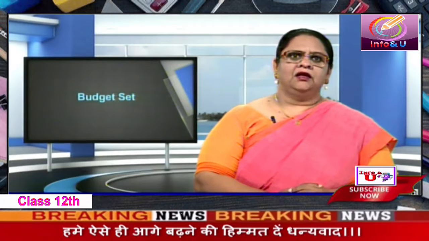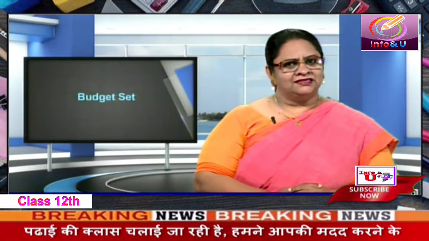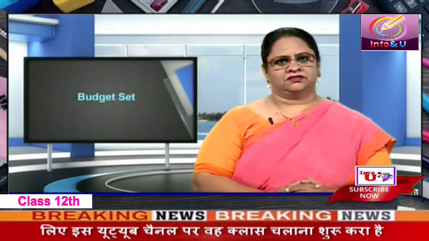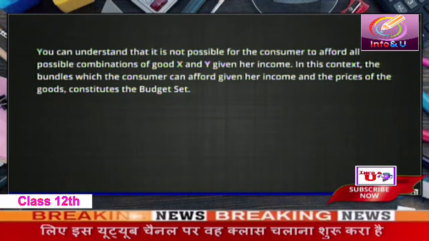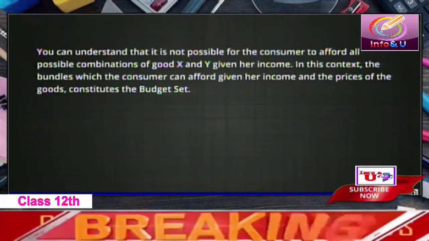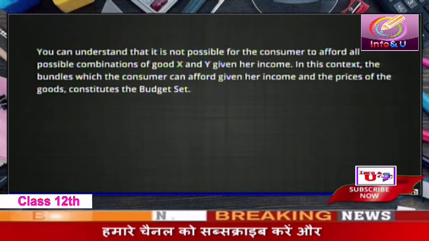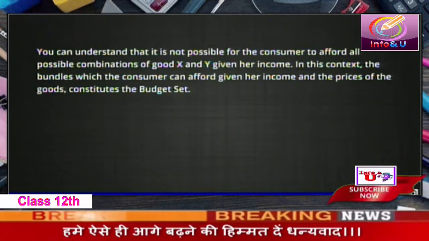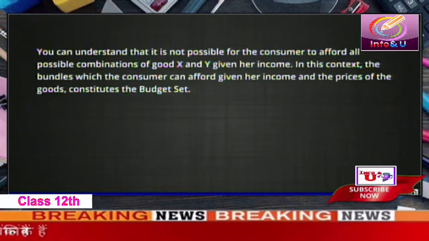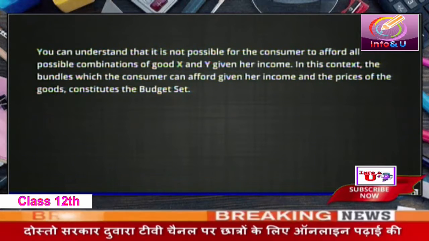As in the previous model, we picked two goods for discussion because that allows us to represent the problem on a two-dimensional diagram. The logic can be easily extended to discussion of many goods. You can understand that it is not possible for a consumer to afford all combinations of goods X and Y given her income. In this context, the bundles which a consumer can afford given her income and the prices of those goods constitute the budget set.